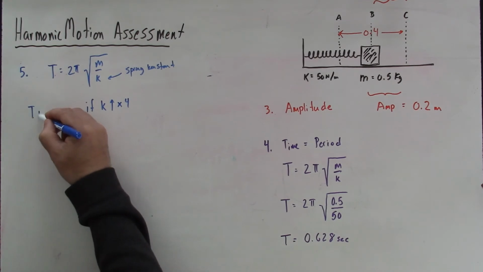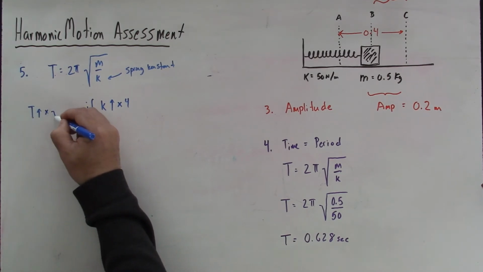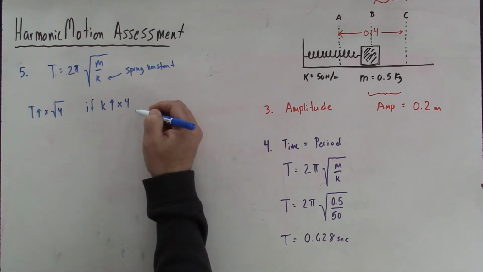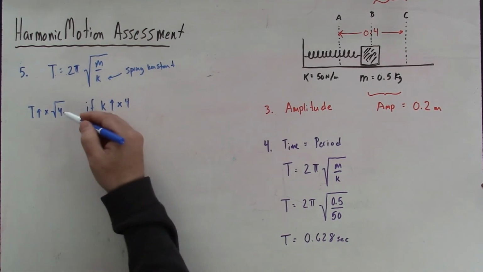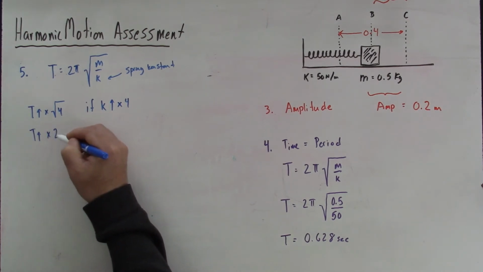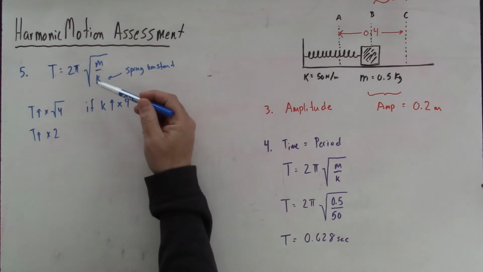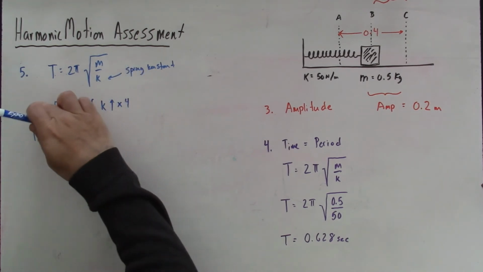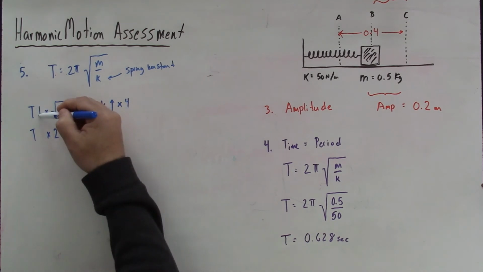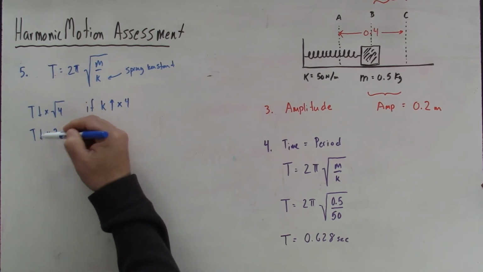The period changes by root 4 because it's in the square root. We can see that right there. So the answer would be increased by a factor of 2. So if you, totally a typo. If you increase the spring constant, you decrease the period by a factor of 2.